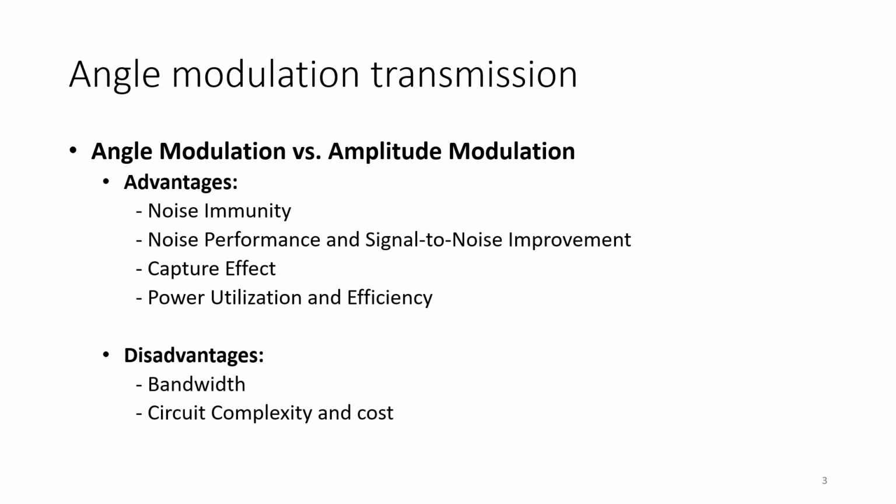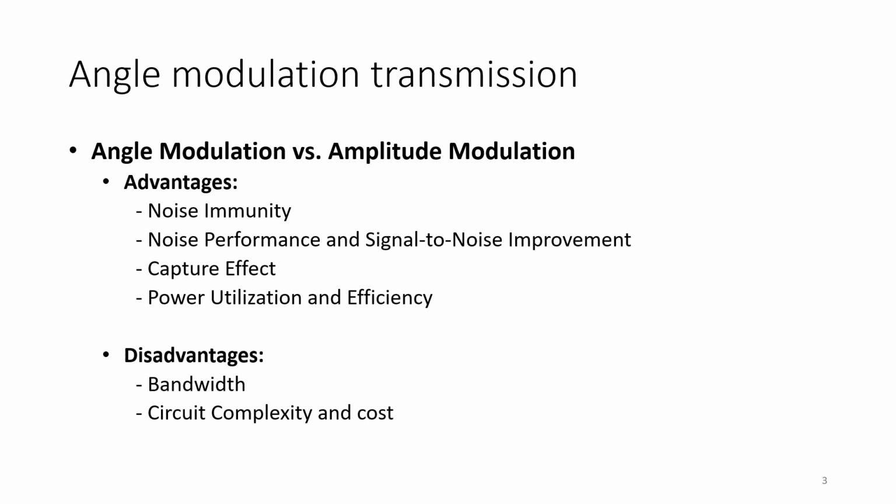We have here angle modulation versus amplitude modulation. As you can see, we have more advantages of angle modulation compared to the disadvantages. Angle modulation was first introduced in 1931 as an alternative to amplitude modulation. We have several advantages. Number one, noise immunity. Since noise can be categorized as changes in the amplitude, when we do amplitude modulation, AM is more prone to noise compared to angle modulation. So that is the first advantage: noise immunity, noise performance, and signal to noise improvement. Then we have what we call the capture effect and the power utilization and efficiency. Those are the different advantages.